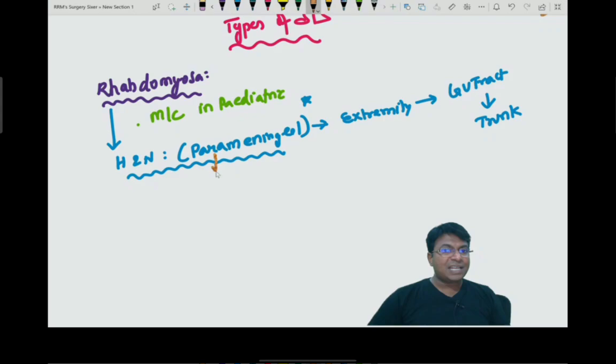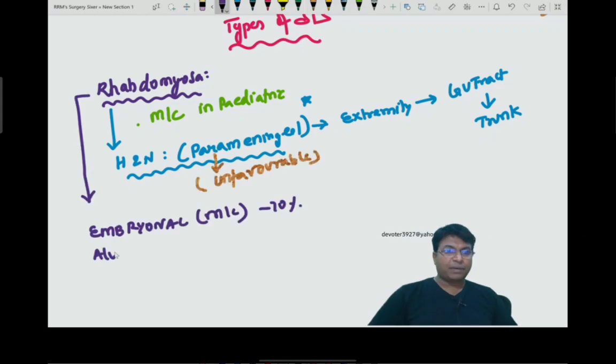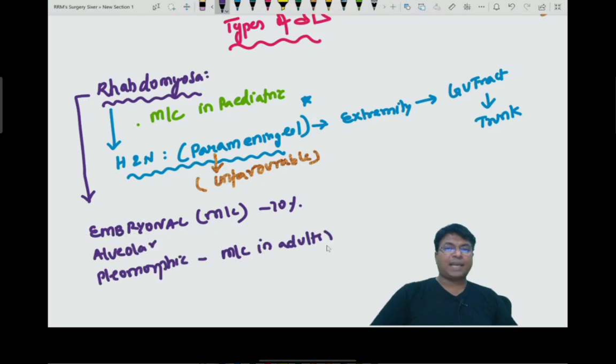What are the histological types of rhabdomyosarcoma? You will probably know the embryonal type. This is the most common type overall in rhabdomyosarcoma, around 70% of them are embryonal type, followed by alveolar type, and another type is pleomorphic type. The pleomorphic type is the one which is common in adults. So please don't forget, embryonal type is the overall most common, and pleomorphic type is most common in adults.